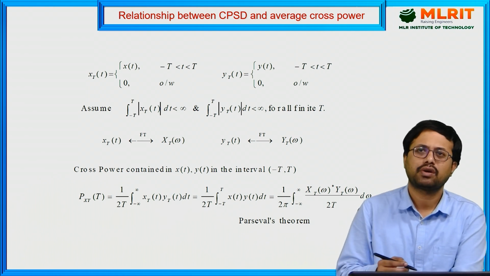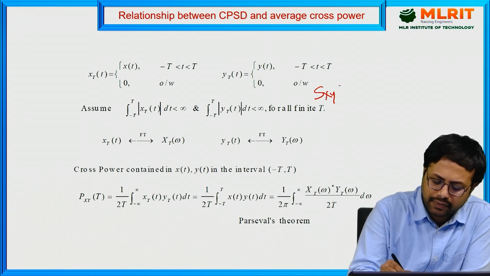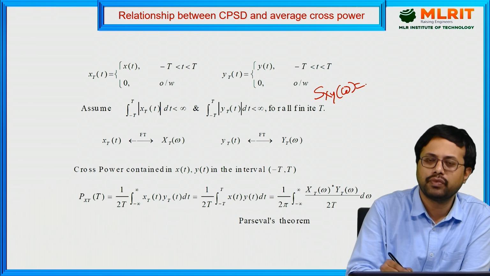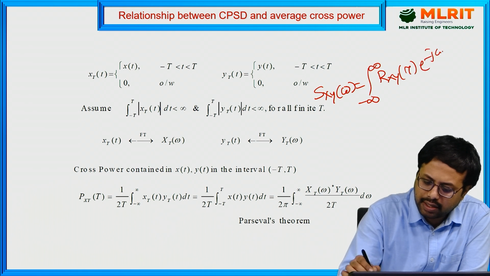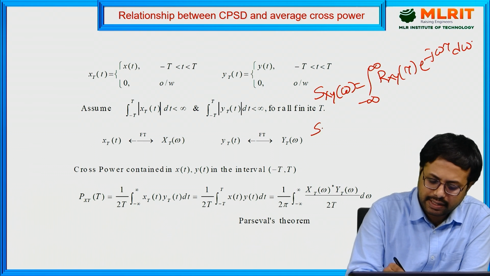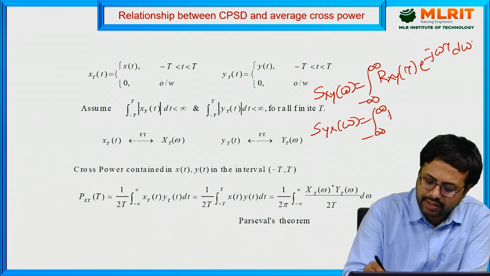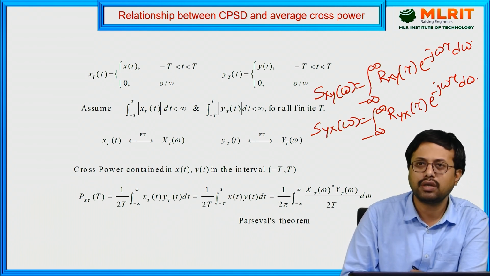Cross PSD means you have the relation Sxy of omega, which is equal to the integral from minus infinity to infinity of r xy of tau e power minus j omega tau d tau. Or we can also write this as Syx of omega equal to the integral from minus infinity to infinity of r yx of tau e power minus j omega tau d tau. This is the formula related to the cross PSD.